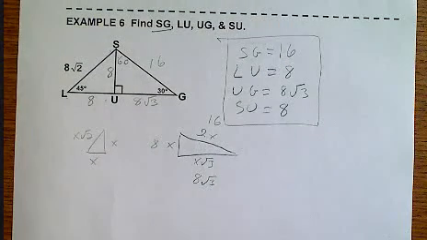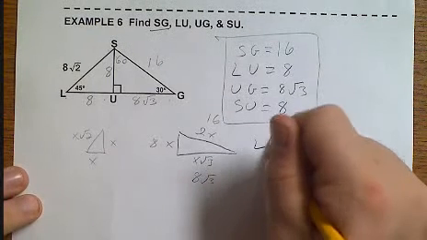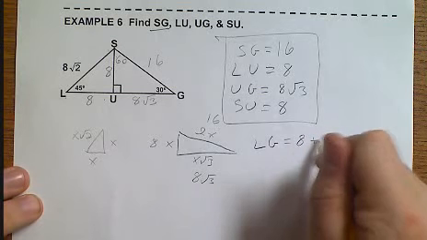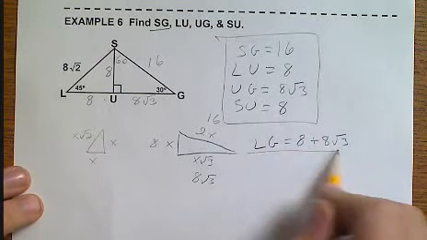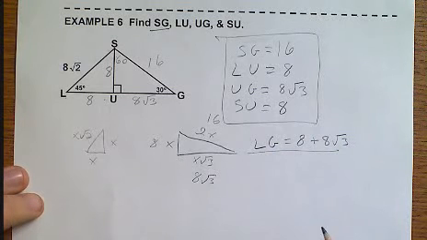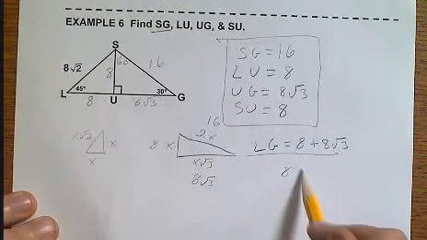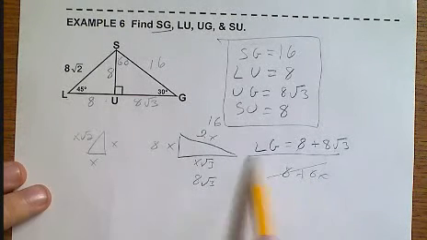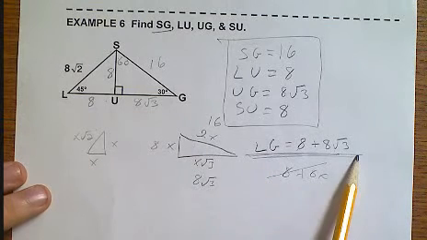Now, the only other thing they could have asked is if they had asked for LG. Well, that would be 8 plus 8 on the square root of 3, and it doesn't simplify. These two numbers are not the same. It's like combining 8 plus 8x. You simply cannot do that. So, if they asked for LG, this would be your answer.